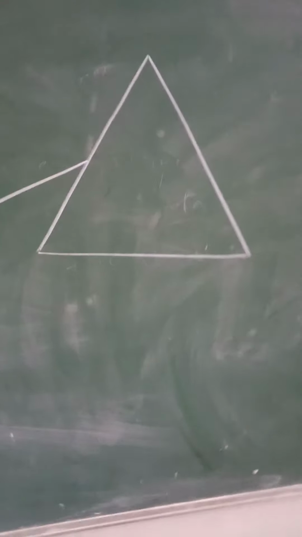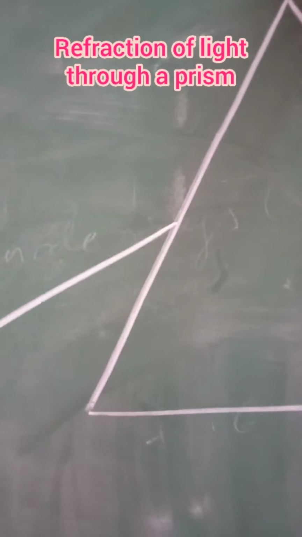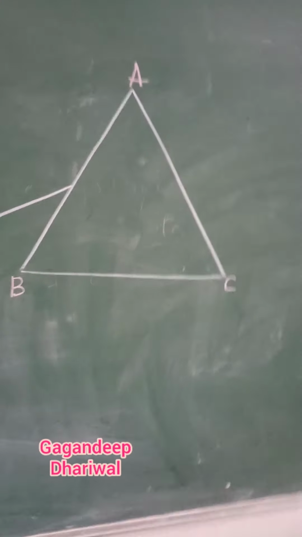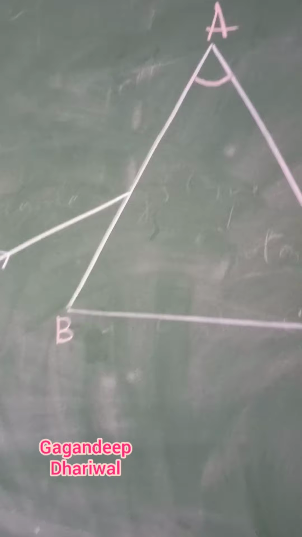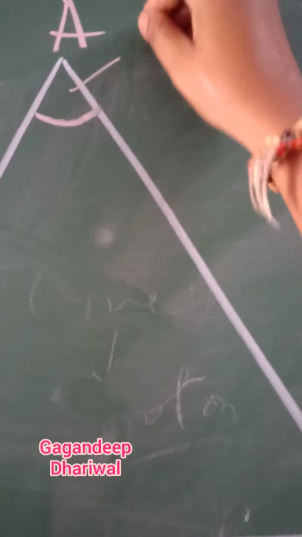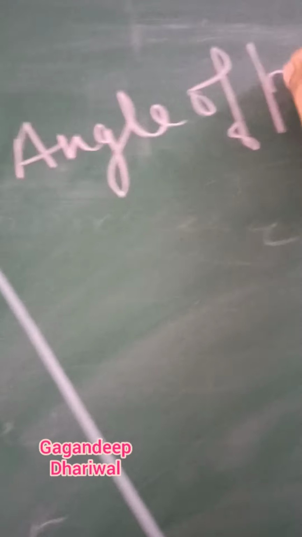Children, suppose this is a prism. Name this prism as A, B, C. This is the front face of the prism, and this is the angle of prism. This is called the angle of prism.